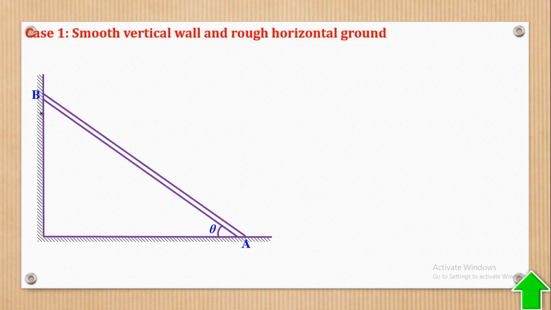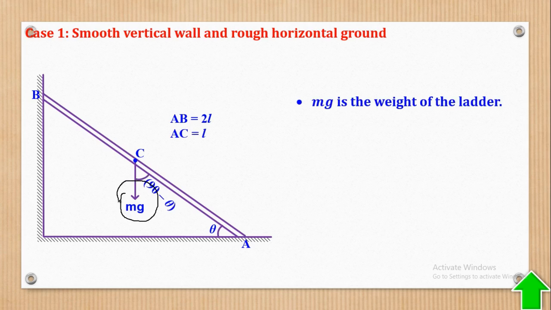Now if this ladder is uniform, then the position of the center of gravity is at the midpoint, and that means that that's where the weight will act. And remember, weight acts vertically downwards. So this statement shows that C is the midpoint of AB. So AC is half of AB, meaning that point C is the midpoint of AB.